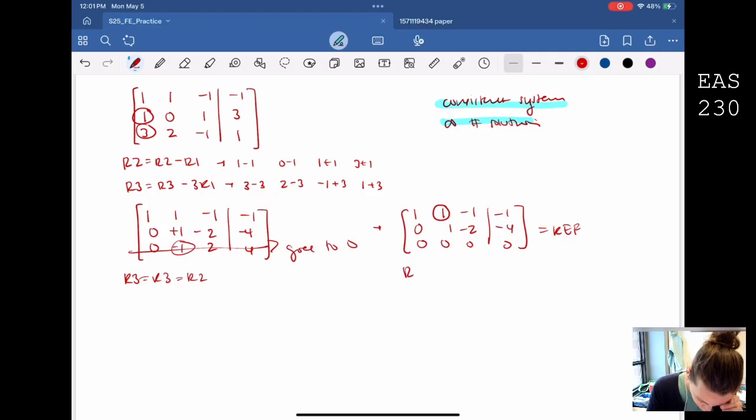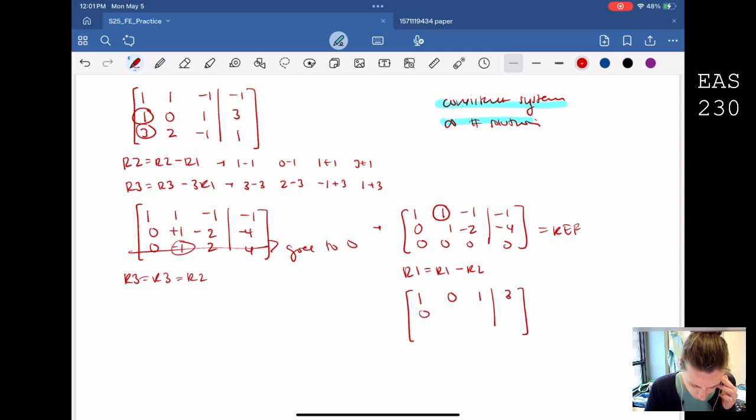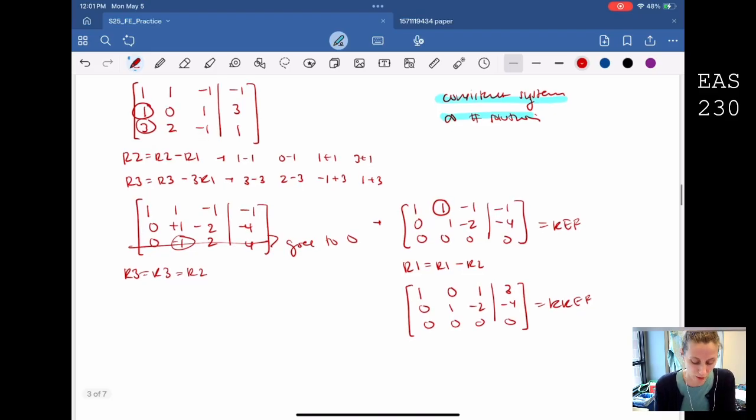But I'm going to say R1 equals R1 minus row 2. So I get 1, 0, negative 1 minus 2 is positive 1, negative 1 minus negative 4 is positive 3, 0, 1, negative 2, negative 4, 0, 0, 0, 0. So this is RREF. And you don't need to do this in order to get to infinite number of solutions. I did it because then I can immediately jump to my solution right here.